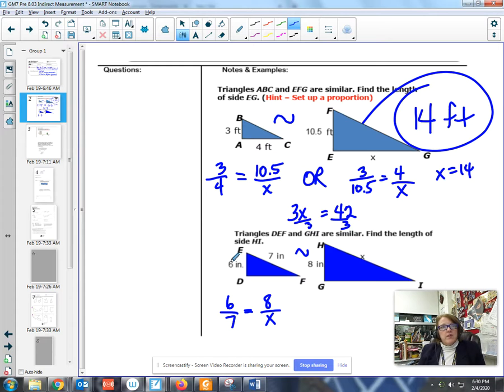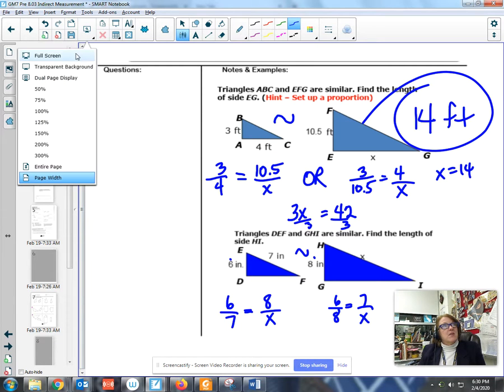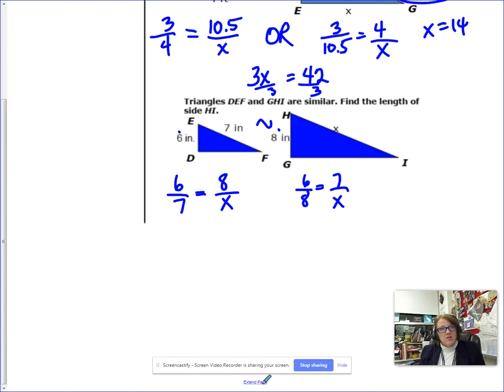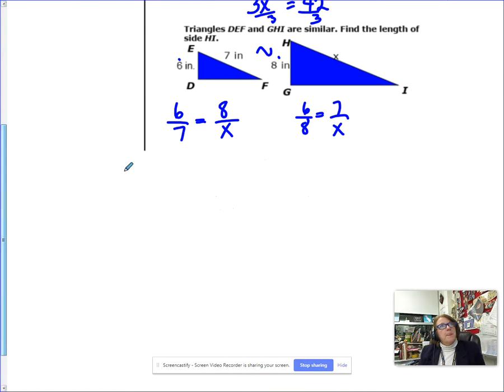Or maybe you want to do corresponding parts. 6 is to 8, as 7 is to X. Either way, you are going to wind up with the same cross products. So I'll give us some more room here. So here, just simply say 6 times X has to equal 7 times 8, which is 56. You would get the same thing in this one. Divide both sides by 6.